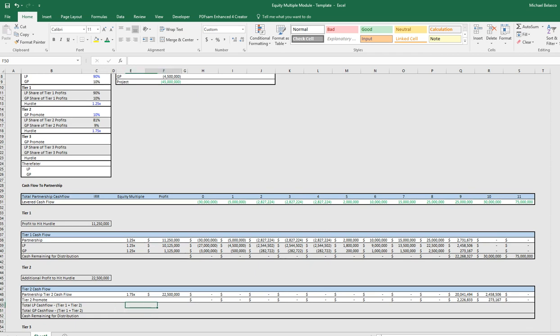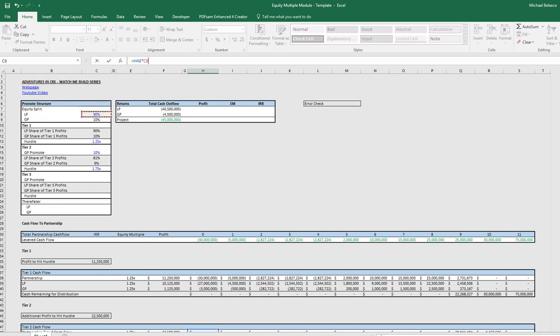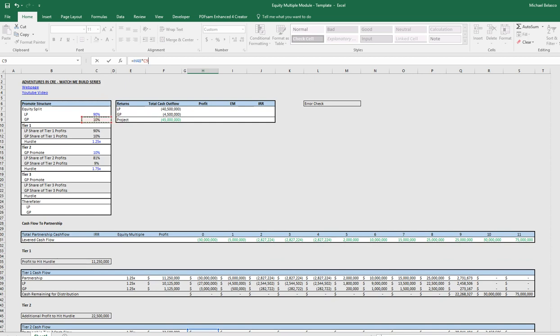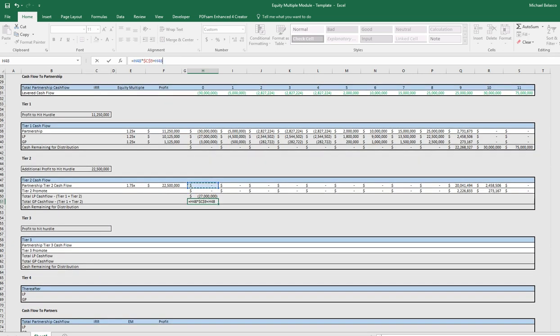All right, so let's roll up our LP cash flow. We have the tier 2 cash flow times 90% plus LP's cash flow in tier 1. GP's cash flow is partnership cash flow times 10% plus GP cash flow in tier 1 plus the promote. And then we are simply going to copy this down.